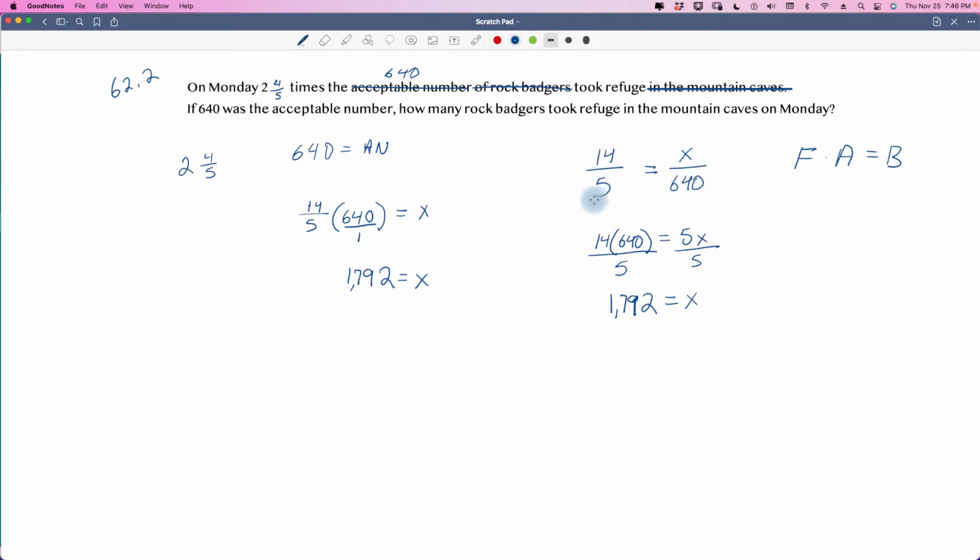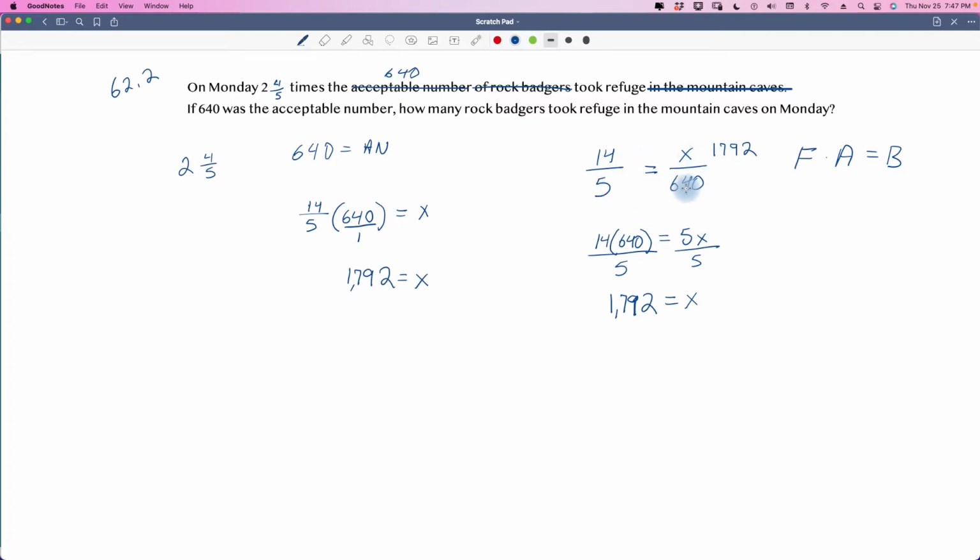So this was the denominator for the acceptable number, and this was the actual acceptable amount. This represented how many more it was, the actual amount more than the acceptable amount. But what you end up getting is this, 1,792. This is just a ratio where if you reduce this fraction, you get 14 over 5.